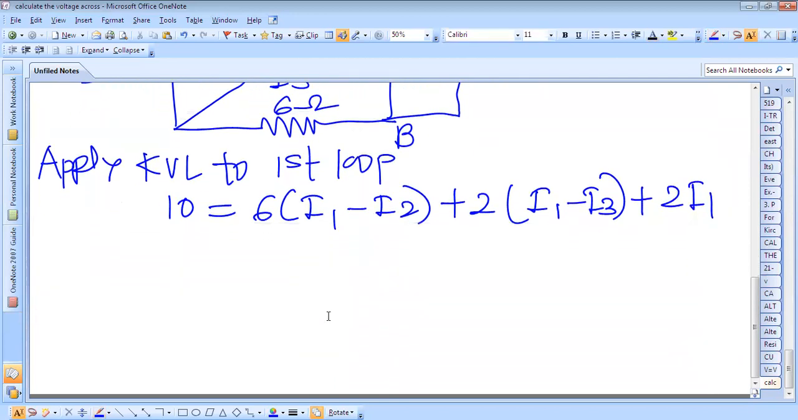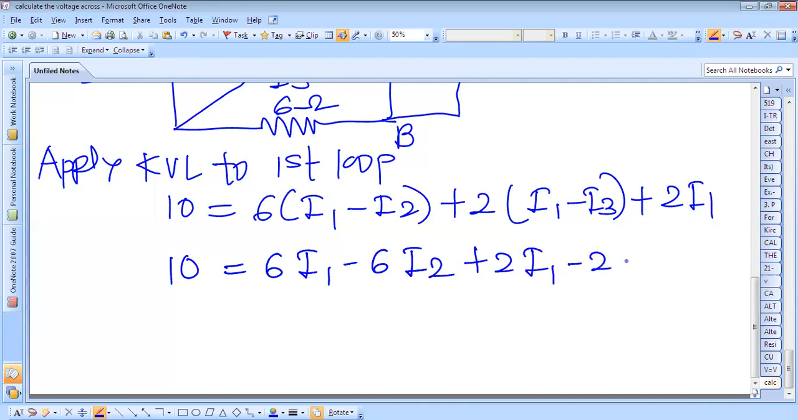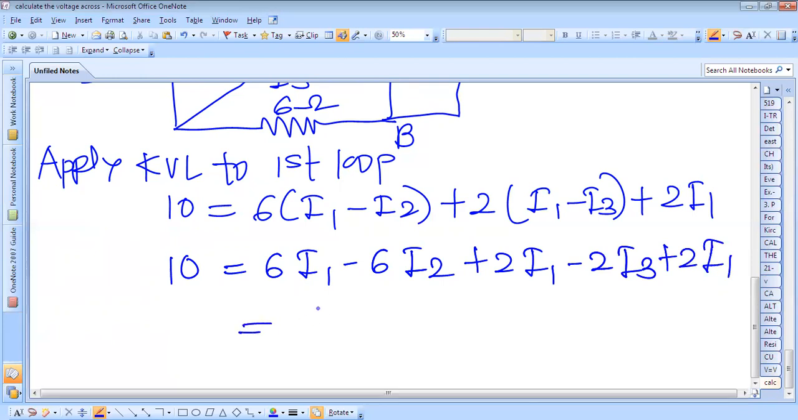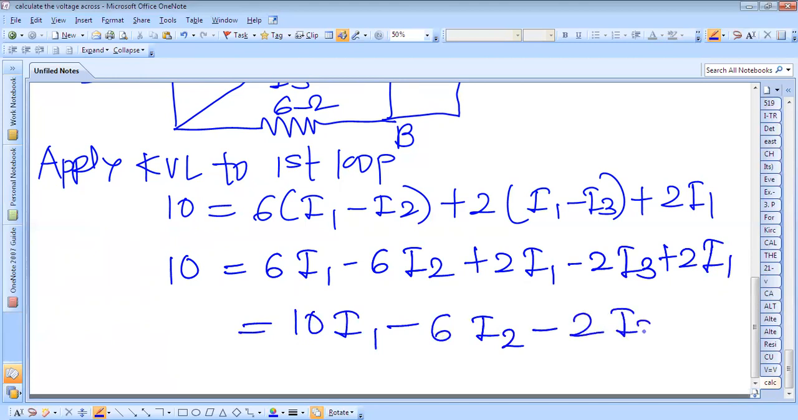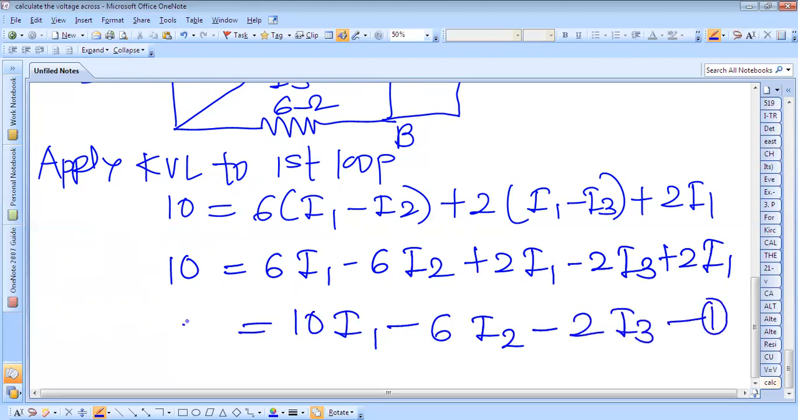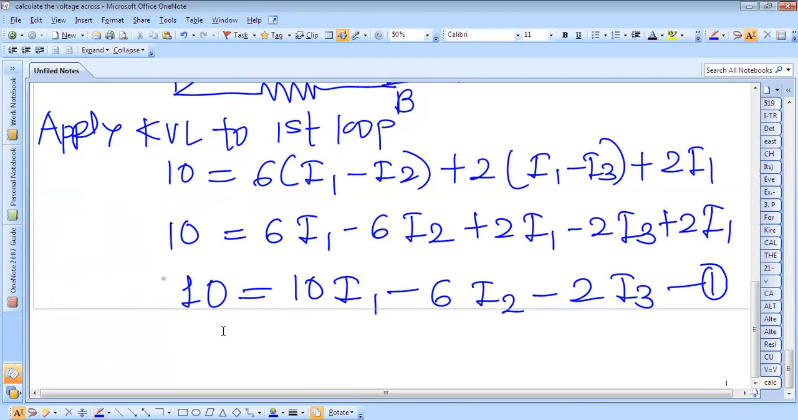We will solve this equation further. If you solve this, we'll get 6I1 minus 6I2 plus 2I1 minus 2I3 plus 2I1. So we'll get 10 equals 10 I1 minus 6 I2 minus 2 I3. This is your equation number 1 after applying the KVL to the first loop.